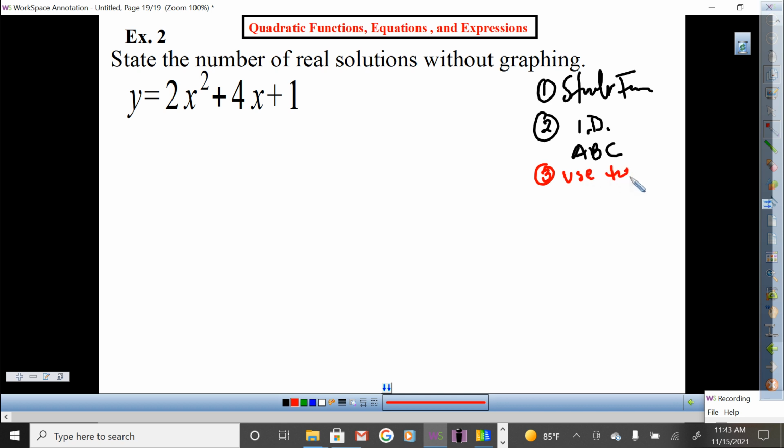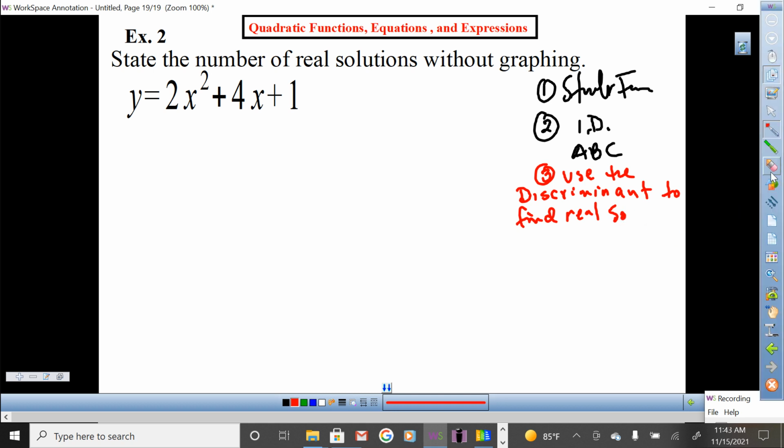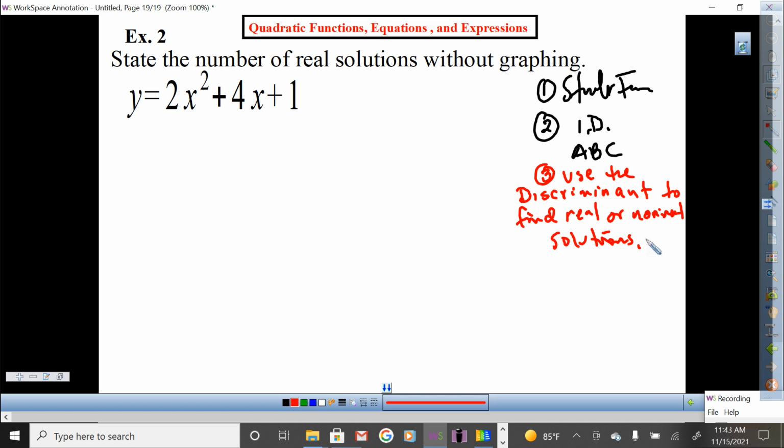use the, here's a long word, discriminant. Use the discriminant to find real or non-real solutions. You're like, what is the discriminant, Mr. Q? I'll show you. Check this out. First, let's do the first 2 steps. Standard form. Is it in standard form? Yes, we just need to set it equal to 0. There it is.